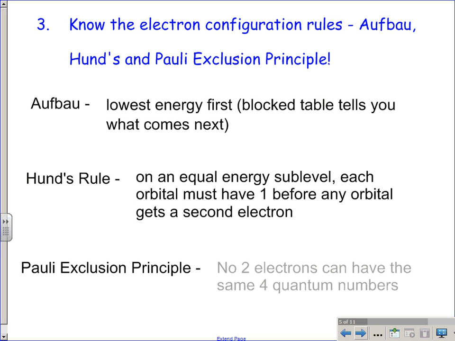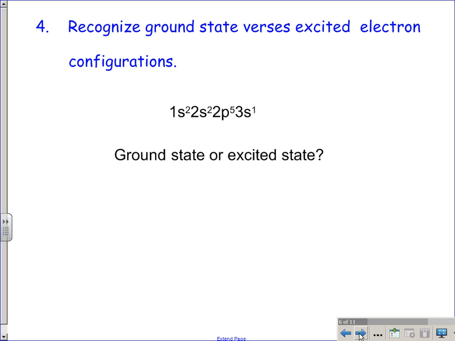And then Pauli exclusion principle: no 2 electrons can have the same 4 quantum numbers. Remember that fundamentally means in an orbital, you can't have up, up. That's really what that comes down to. It's got to be up, down so that you have 4 unique quantum numbers. And remember, 2 quantum numbers defines a sublevel, and 3 quantum numbers defines an orbital. 4 quantum numbers define the exact electron.